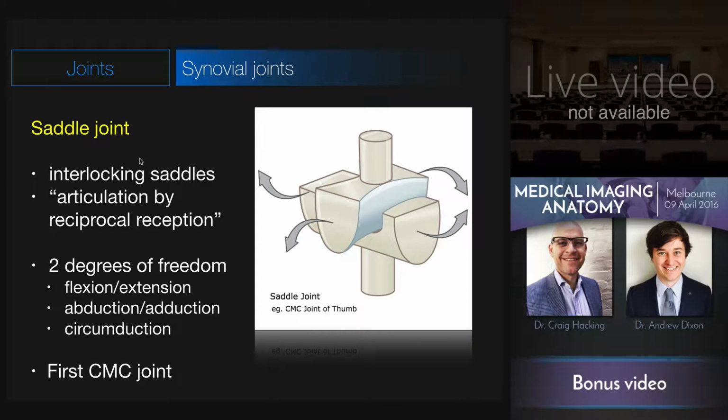The saddle joint allows exactly the same types of movements as a condyloid joint, but does it by having interlocking saddles articulating by reciprocal reception. Saddle joints allow flexion and extension, abduction and adduction, and therefore circumduction, but again, they do not allow axial rotation. The first carpometacarpal joint of the thumb is the best example of a saddle joint in the human body.